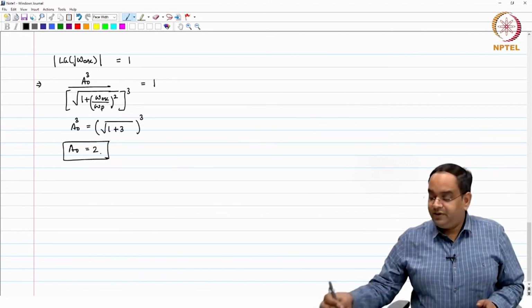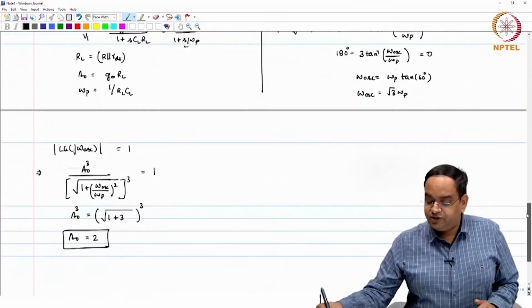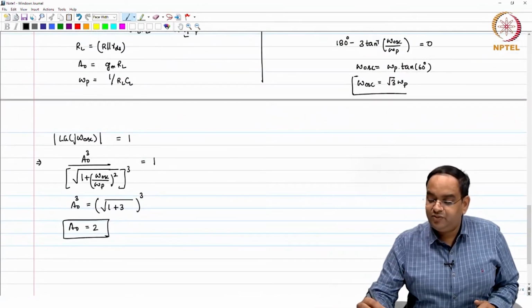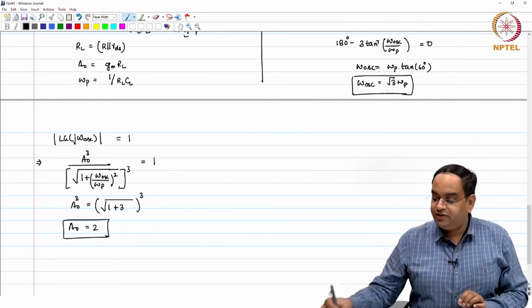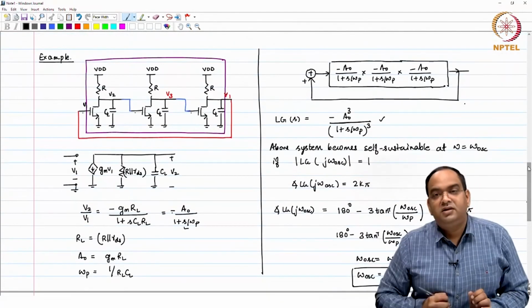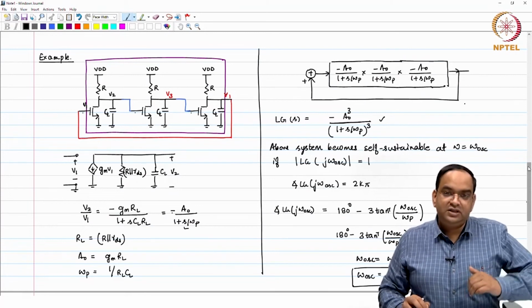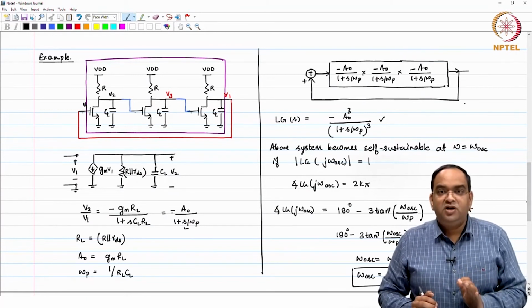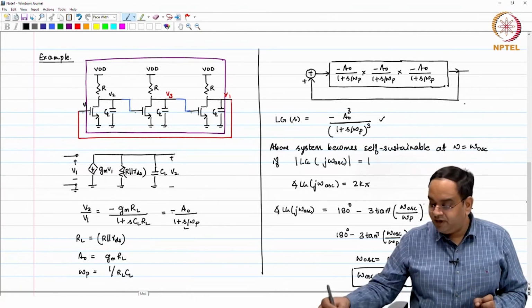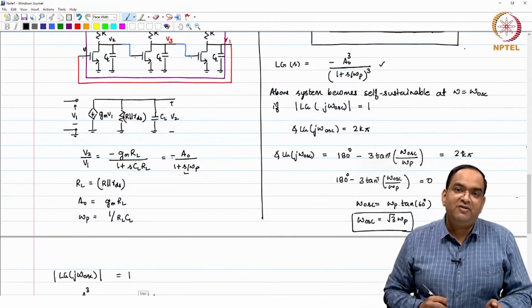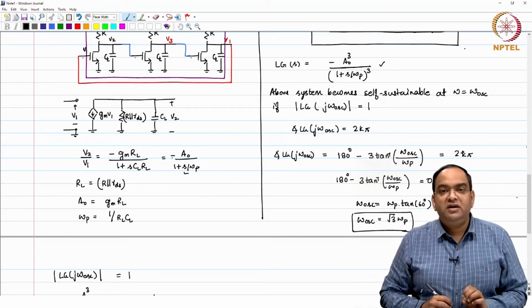So, if A naught happens to be 2 and omega of oscillation happens to be root 3 times omega p, then you can get sustained oscillations for this particular example. Okay. And all the oscillators which are working on this negative feedback system are working on this principle only. Here you have seen a common source amplifier; you can have any other amplifier, you can cascade, and if you have the phase and the magnitude like this, you will see sustained oscillations.